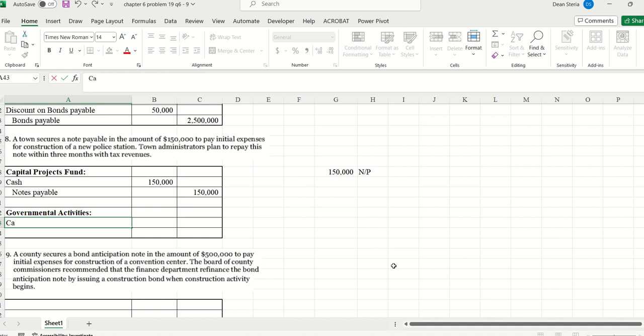Okay, and then we have our governmental activities. So cash and notes payable. And again, that's for the entire 150. Okay, that was pretty straightforward. Now, the last thing we have to do is number 9.